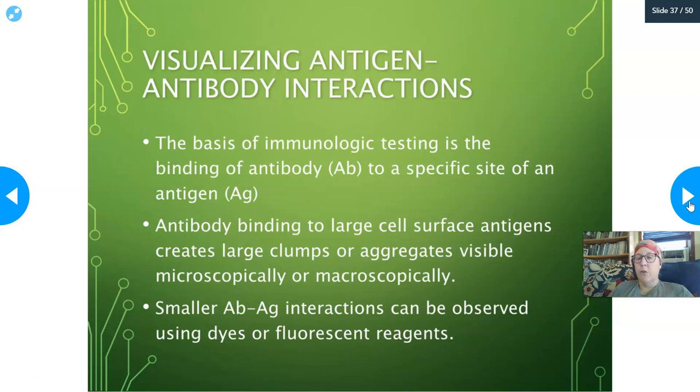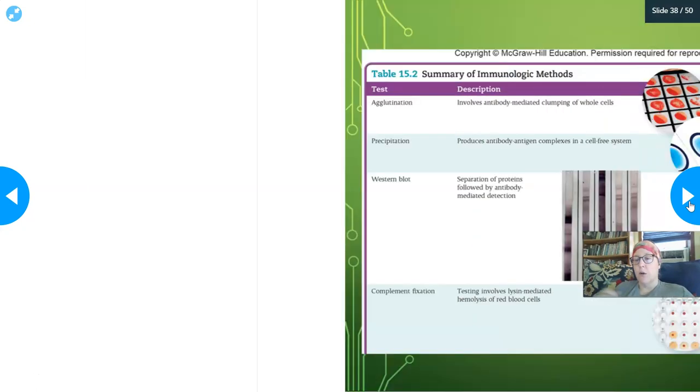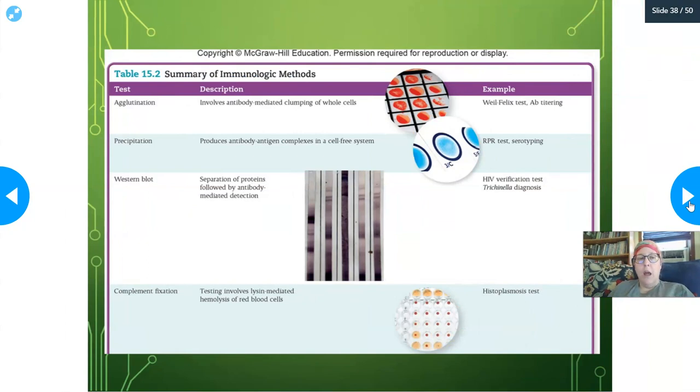And so this is if you use things like red cells and you cause red cells to agglutinate, like if you've ever seen the ABO typing, that would be an example where you use known antibodies and they agglutinate the surface antigens of the red cells. They agglutinate the red cells by binding on the surface antigen and cross-linking and making big clumps of red cells that you very easily see. Smaller antigen-antibody reactions can be observed using dyes or fluorescent reagents, like we already saw with the Staph aureus hybridization probe example.